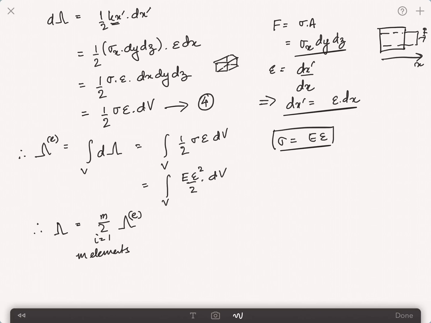So it's quite simple. You've already seen this before. It's nothing new, but it's good as a recap.